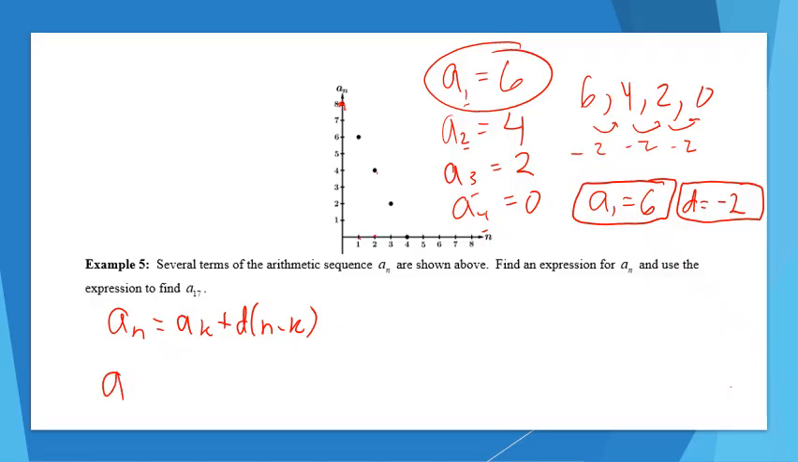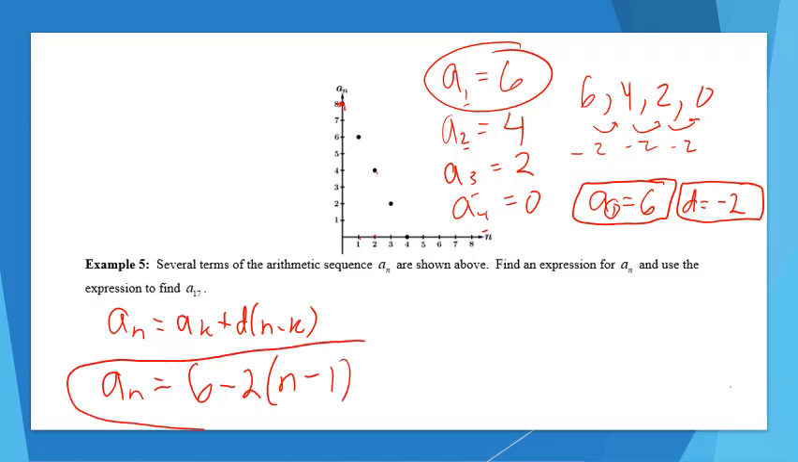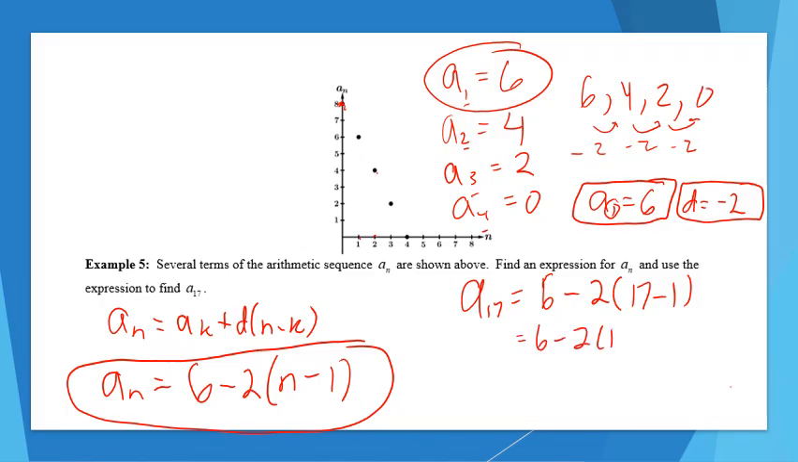a of n equals a of k, which in this case we'll set as 6, plus d, so -2, times n minus k. And the positioning of the 6, of that number 6, is the first term. So that should be our general expression for a of n. And then to find a of 17, this would be 6 minus 2 times 17 minus 1, which is 6 minus 2 times 16, which is 6 minus 32, which is -26, and that should be our answer there.